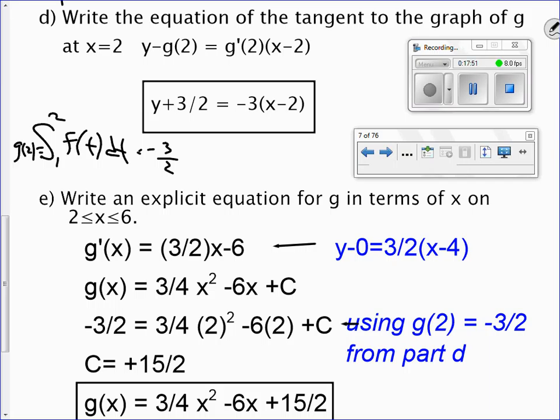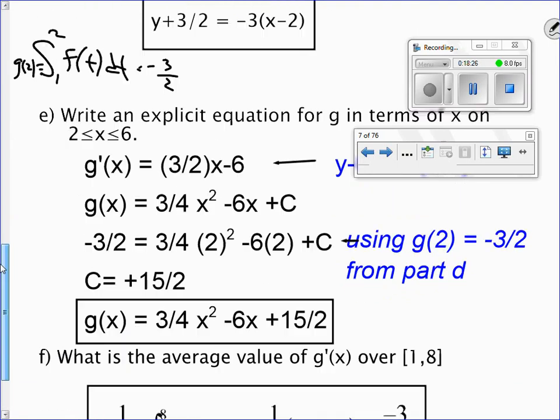What about g prime of 2? You just look at the graph, because that's the graph of g prime. That's where the negative 3 came from. G of 2 is the definite integral from 1 to 2 of f of t. So you look at the graph of f of t between 1 and 2, and it looks like one half base times height to get that area.